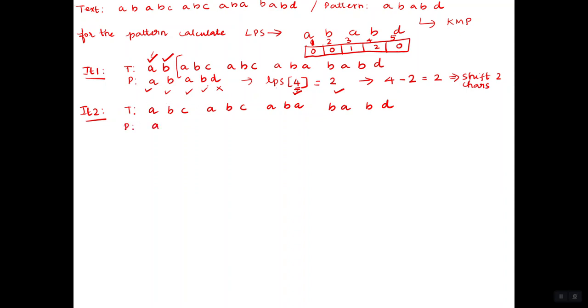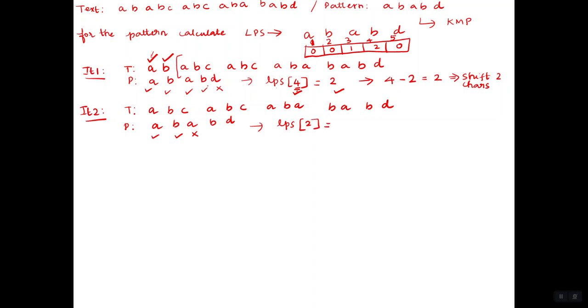Now coming to the pattern. I am not going to shift anything because that itself is going to be the input for me. So again you start from the beginning. Compare character by character. It is a match. It is a match. Third character, it is a mismatch. So now coming to the LPS part. The number of matches is what I have to consider. So I have 2 matches over here. So this is LPS of 2.